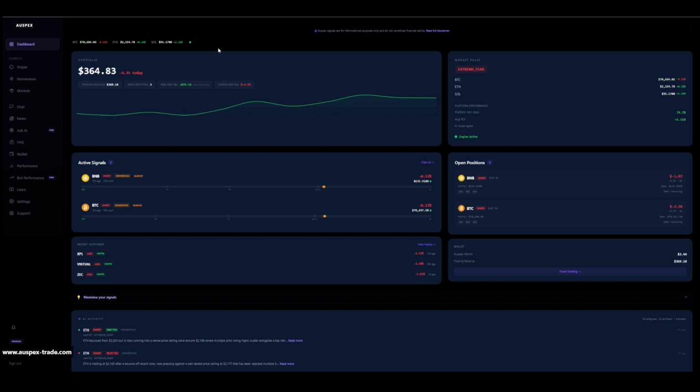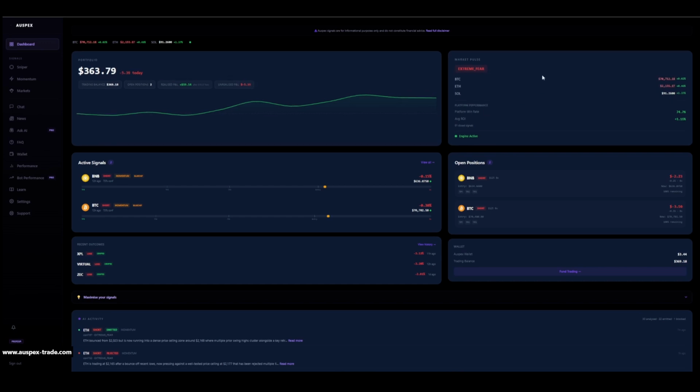Let's dive in. This is your main dashboard, your command center for everything. At the top, you'll see live prices for Bitcoin, Ethereum, and Solana updating in real time. On the left, your portfolio value shows your total balance, trading balance, realized profit and loss, and unrealized profit and loss with a performance chart.